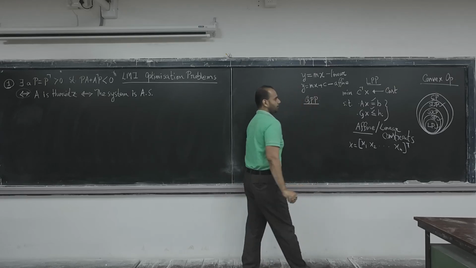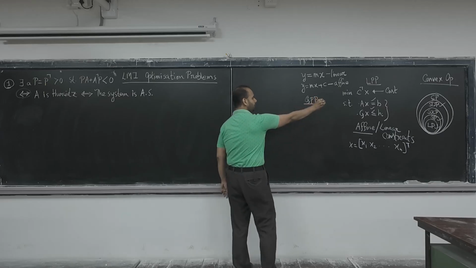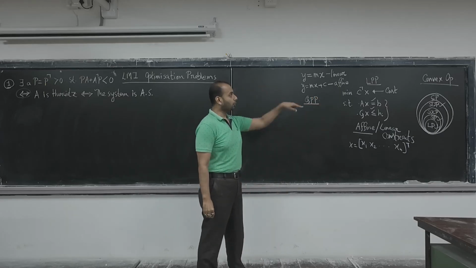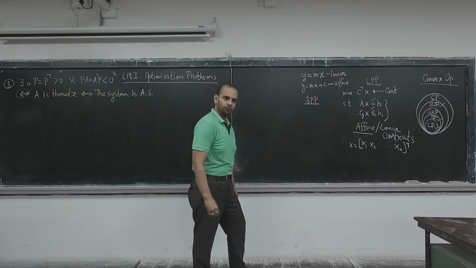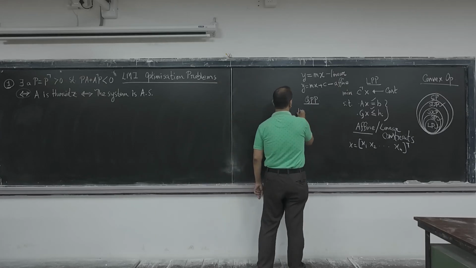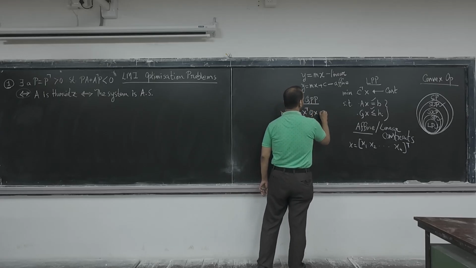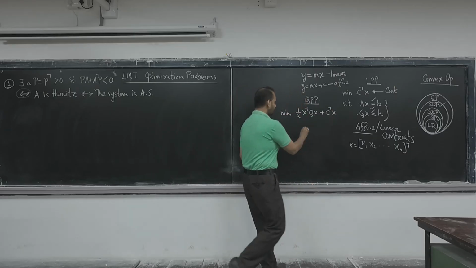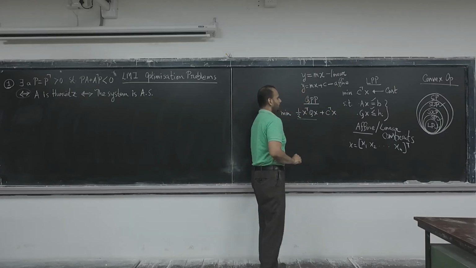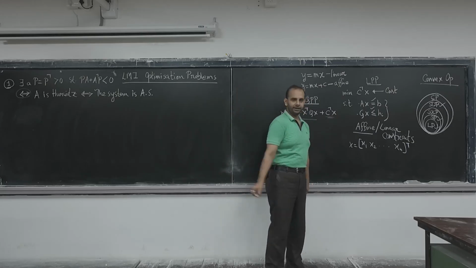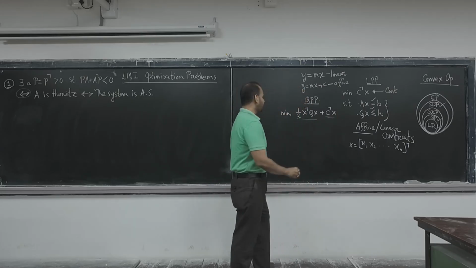Quadratic programming problem. For that, the constraints will remain the same, affine constraints, but the cost function will now become quadratic. So it will be in the form of minimize or maximize about half x transpose Qx plus c transpose x. This part is of course quadratic, but in a quadratic problem also there can be a linear part.